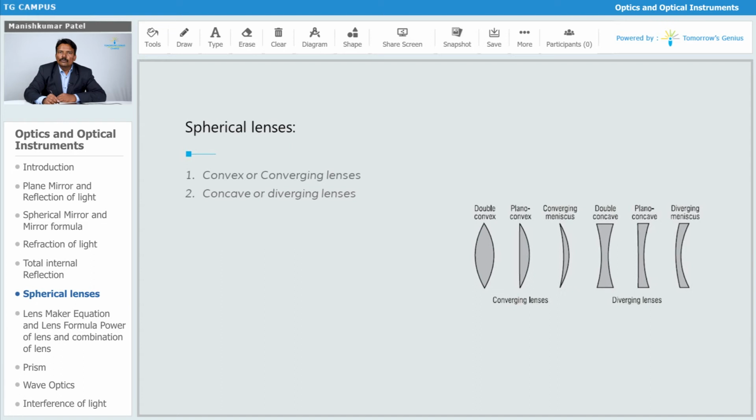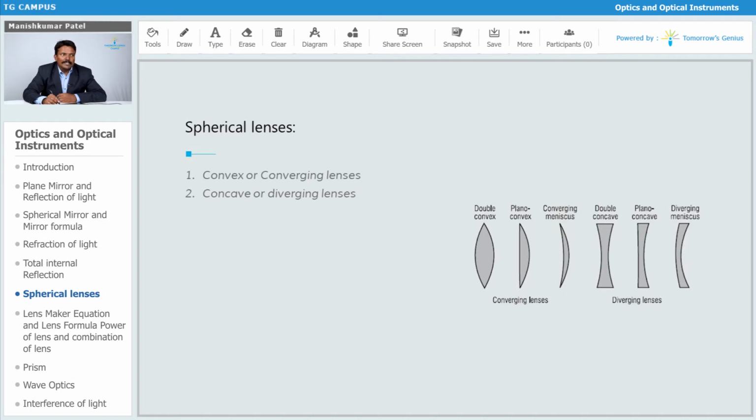Let's consider now spherical lenses. What is the use of spherical lenses? What is the formula for that? You can say the manufacturing of spherical lenses. So the lens formula and the lens maker equation, these are the two important things, along with the different types of lenses we are going to see over here.